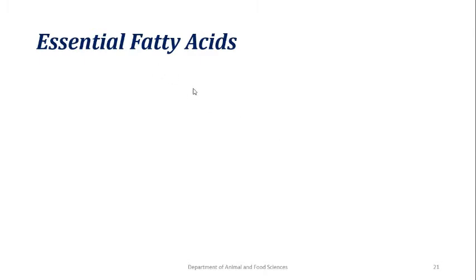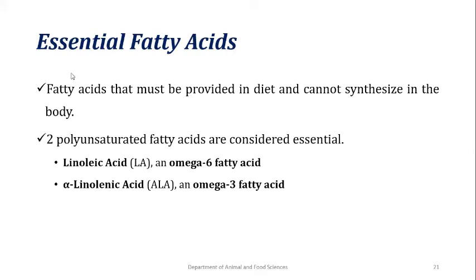And there are two such essential fatty acids for human. If you can remember, there are 8 essential amino acids for human. So there are 2 essential fatty acids for human. These 2 essential fatty acids are polyunsaturated fatty acids. You know what is meant by polyunsaturated fatty acids. And the 2 essential fatty acids for human are linoleic acid, which is an omega-6 fatty acid, and alpha linolenic acid, which is an omega-3 fatty acid.